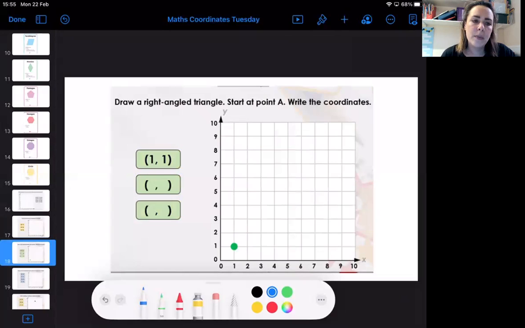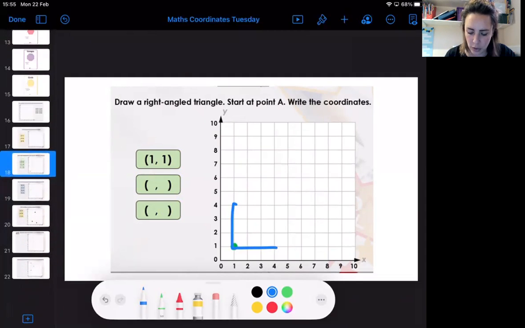This activity asks you to draw a right-angled triangle. Start at point A and write the coordinates for the other points. There are lots and lots of different ways you can do this. Remember that a right-angled triangle is 90 degrees like the corner of a page. You can choose how large or how small your triangle is. And if you'd like to give me a few different suggestions of the coordinates for a right-angled triangle, please do.